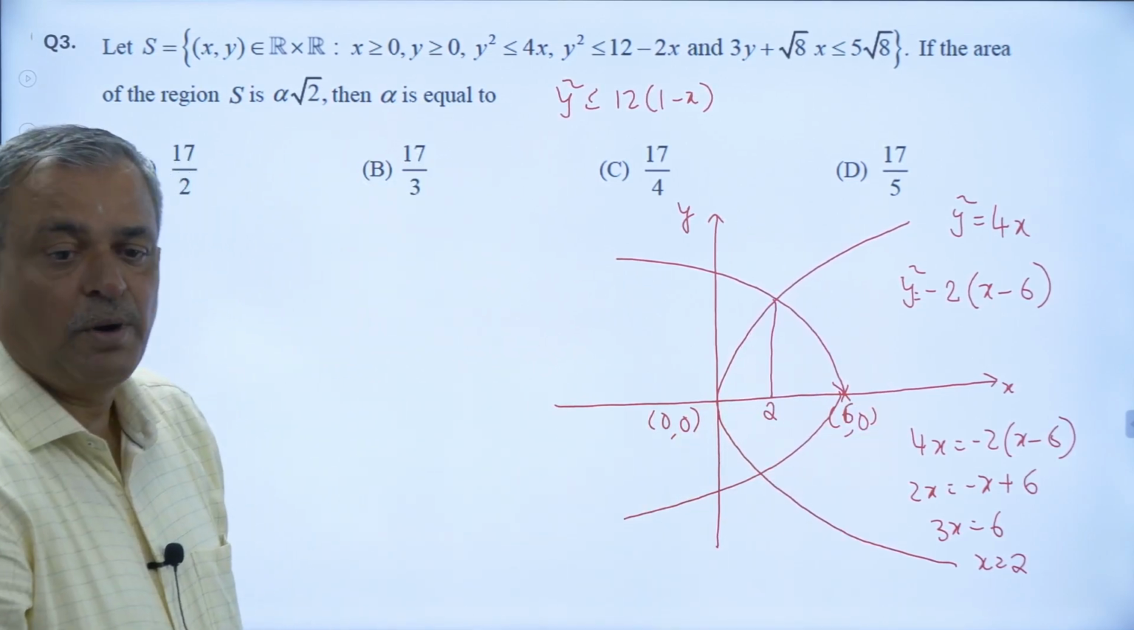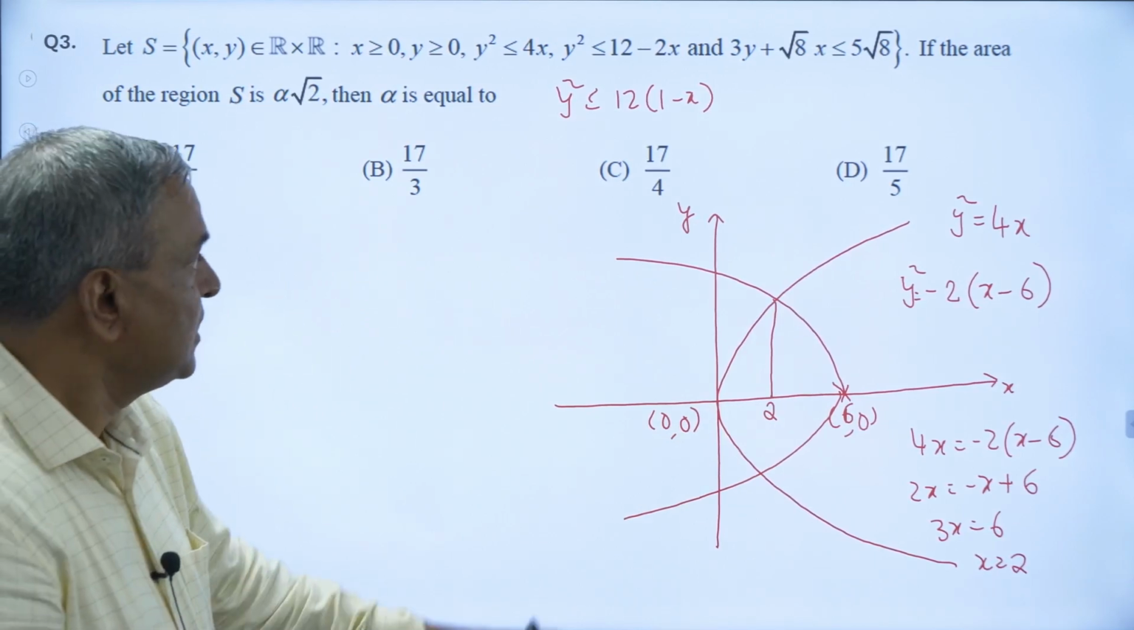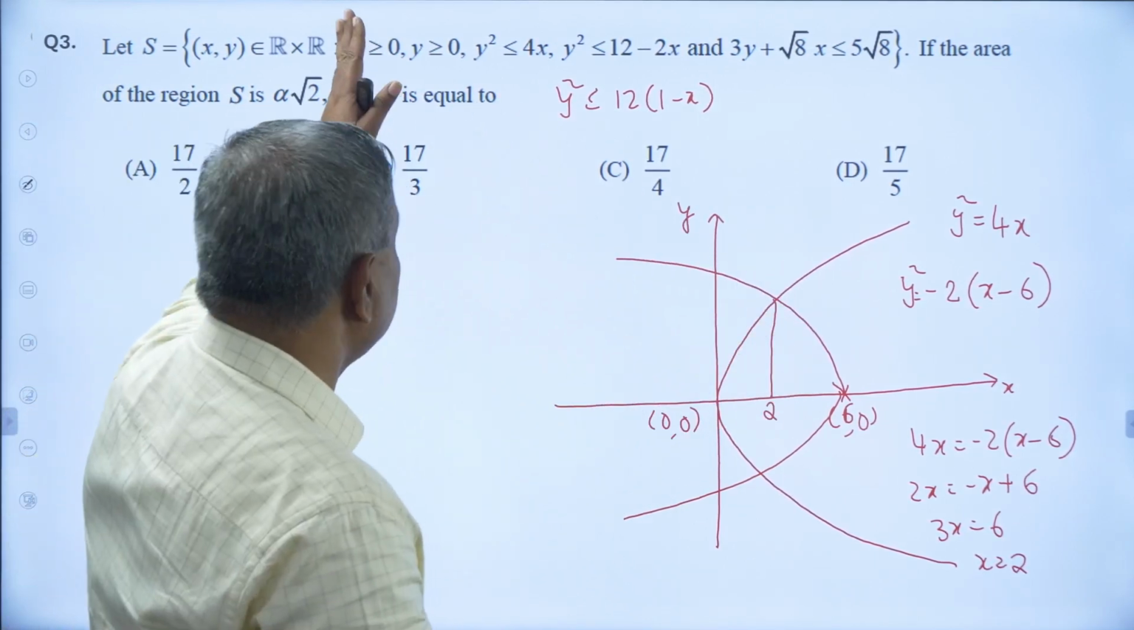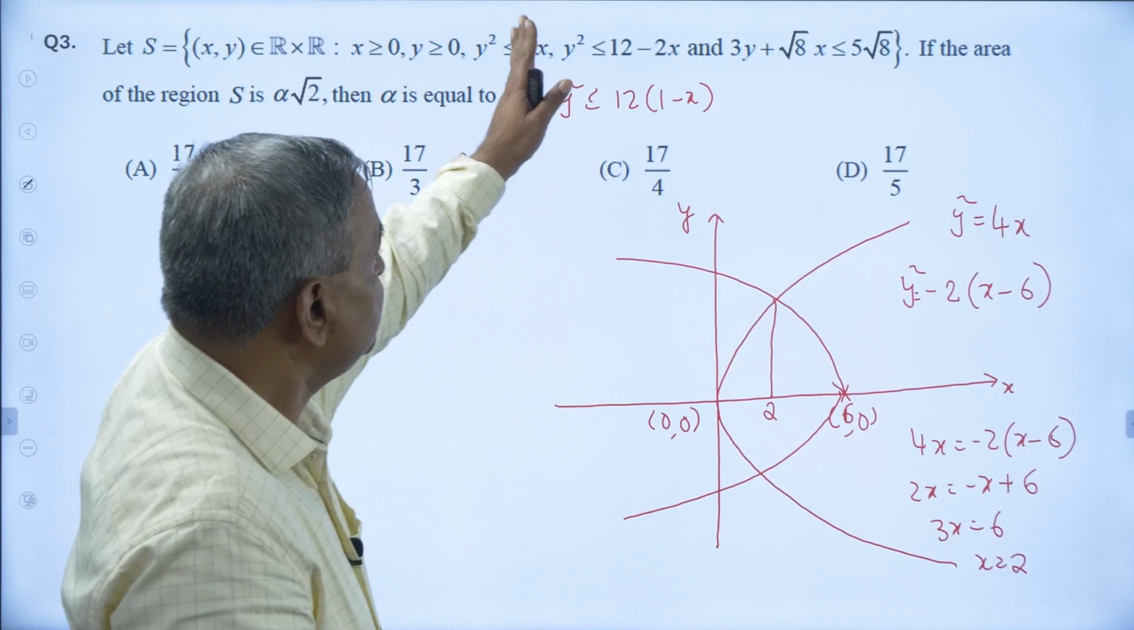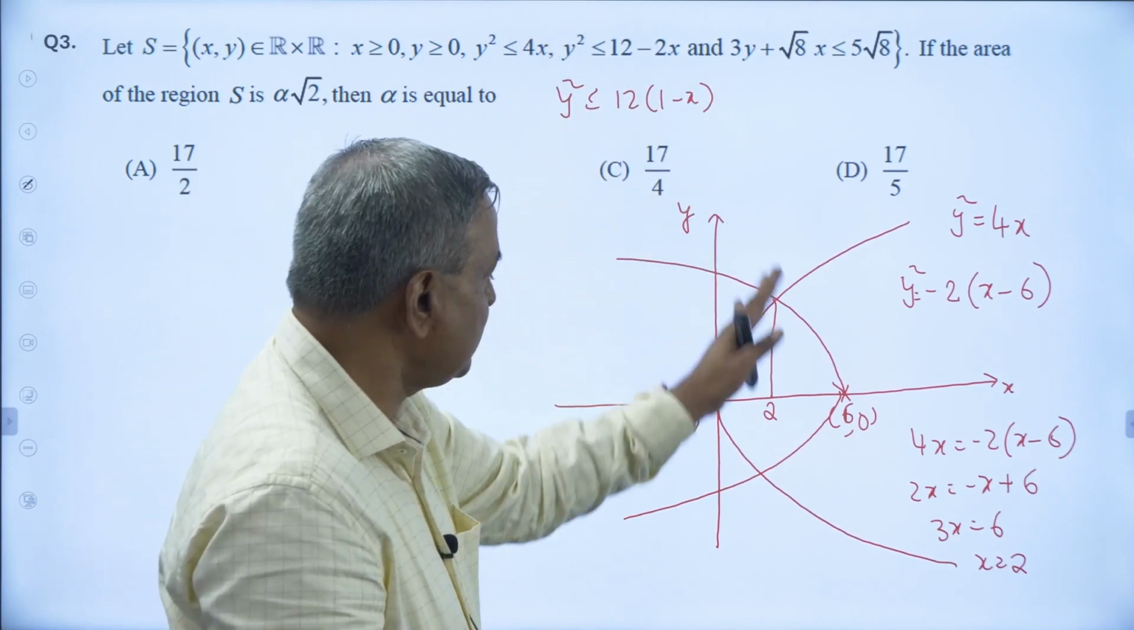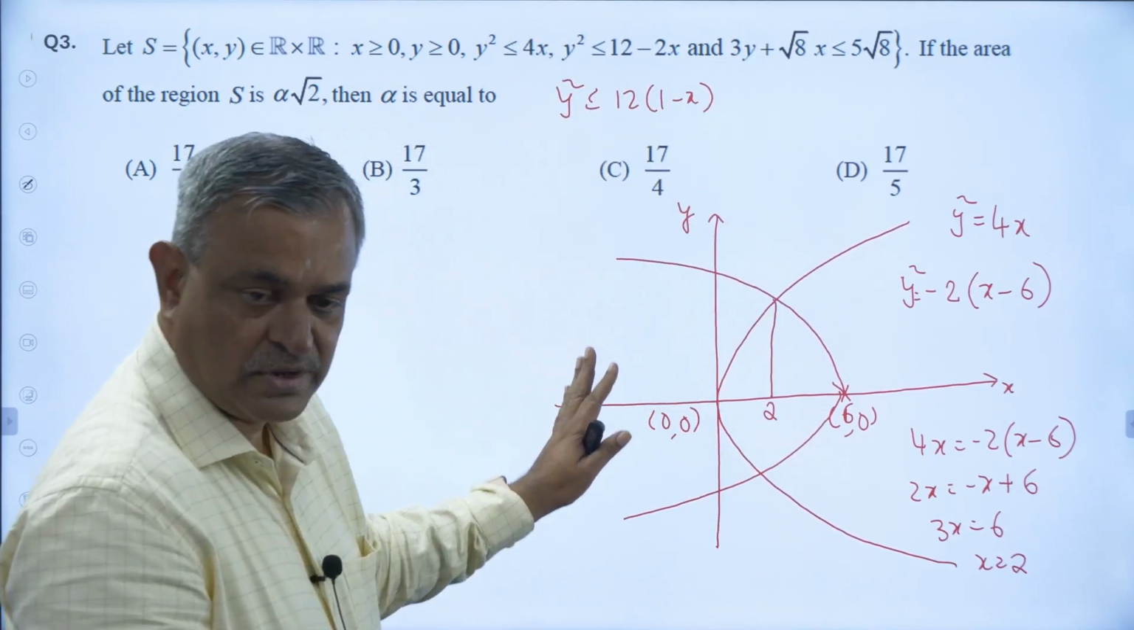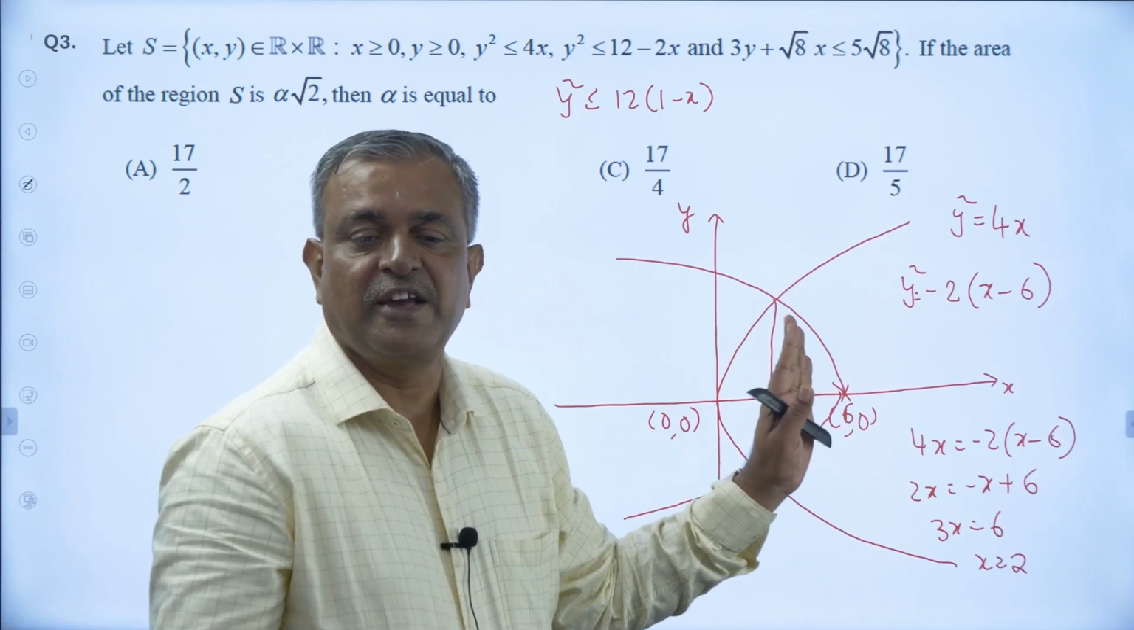X is equal to 2 is the point of intersection, we got it. Perfect. I have not read the complete problem. So first part is over, first quadrant. Second part is over, two parabolas point of intersection. X equal to 2 is done. Okay, this is the way you have to do areas problems.